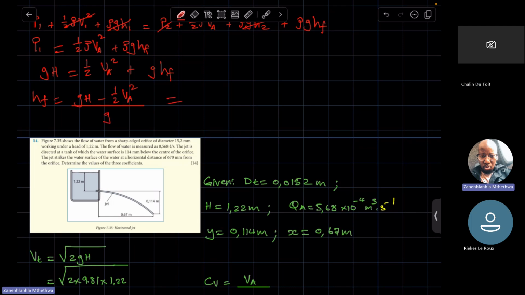Divide by G. So this divided by G. Essentially, this will be equal to GH divided by G minus VA squared divided by 2G. All right, obviously, this and that cancel. Hence, to calculate HF, HF will then be equal to that.